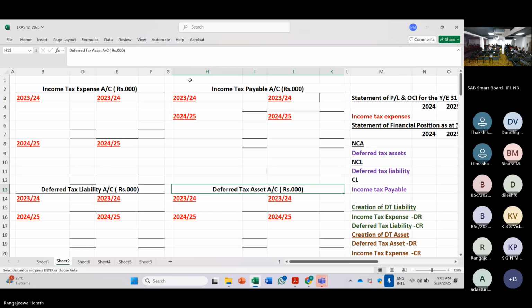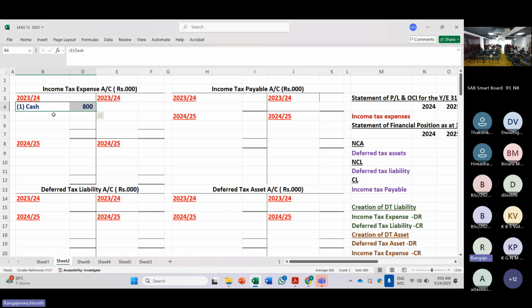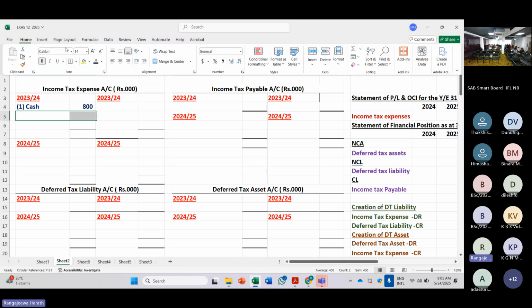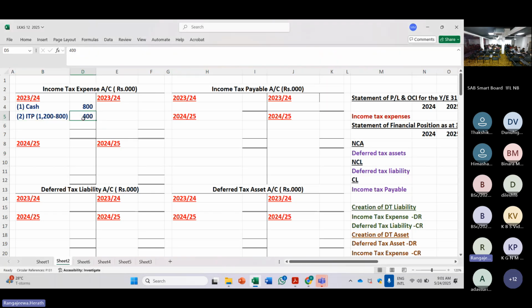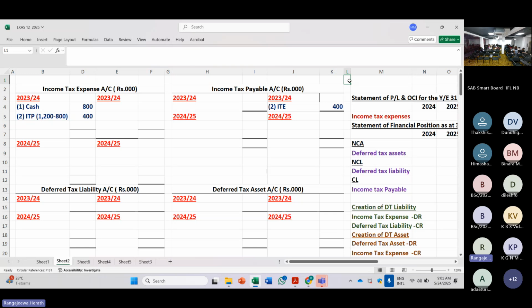Now, this is the first year after incorporation. Income tax paid: credit cash, debit tax expense 800. End of the year, total tax liability 1.2 million, 1,200. So 800 paid, 400 payable. Second entry, income tax expense debit, tax payable credit, 400.